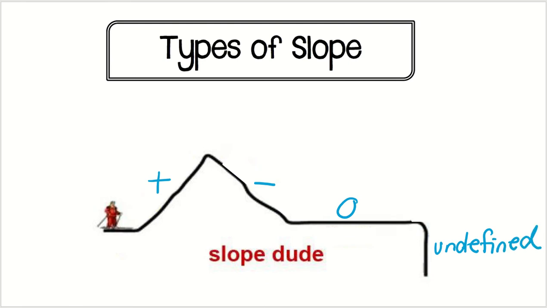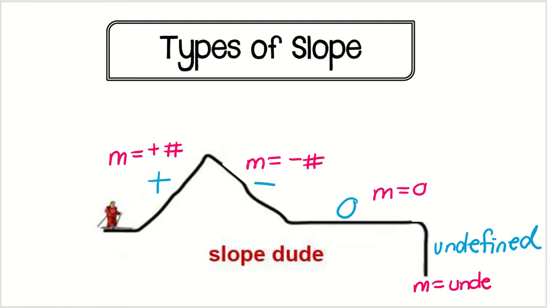In this space, I would also just like for you to remember that these are only the types of slope. So for positive, we would have m equals a positive number. For negative, we'd have m equals a negative number. For 0, this is actually saying that your slope is 0. And then for undefined, this is again also saying that your slope is undefined. So Slope Dude only actually gives you a value if your slope is 0 or undefined, whereas if it was positive or negative, we would have to find it on the graph like we did before.